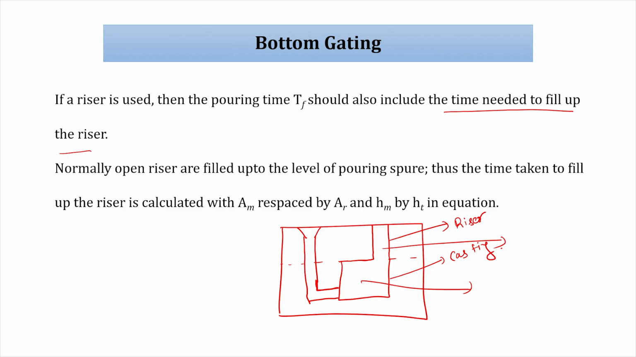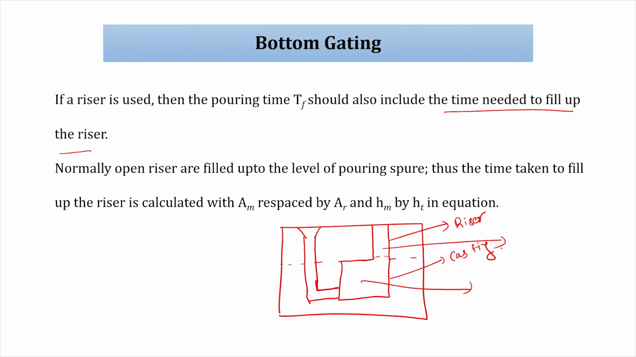Why? The riser is going to feed your liquid and liquid-to-solid shrinkage. It should also be filled. Let's assume you are pouring slowly and you are just able to fill up to here, like bottom gating. You are not filling the riser, so you are going to get shrinkage in the casting. You are not able to compensate for liquid-to-solid shrinkage without the riser. You will get shrinkage in the casting, and the customer is not going to take that product.